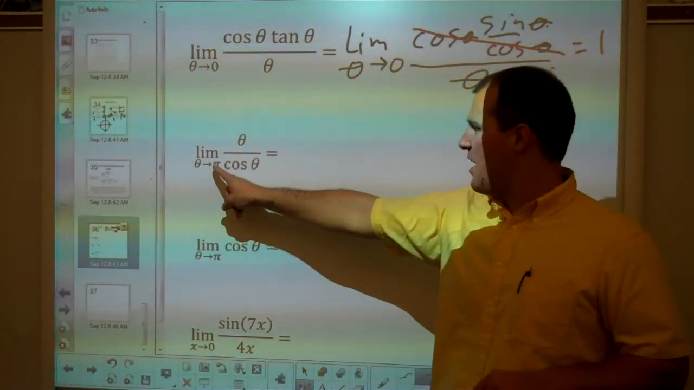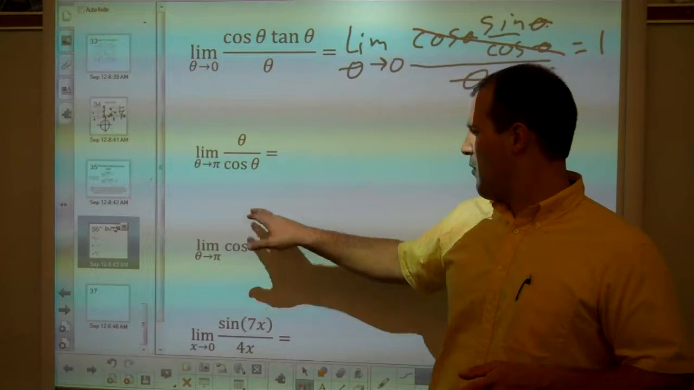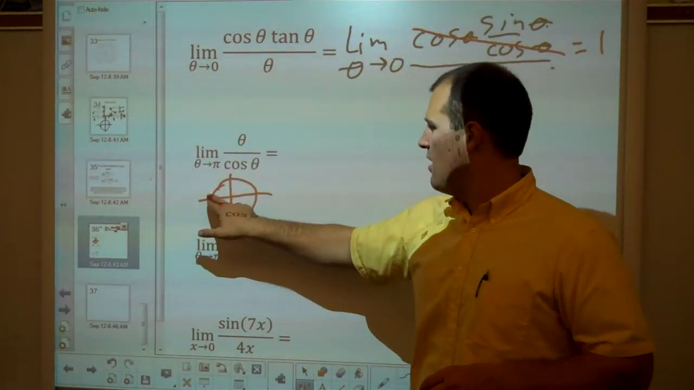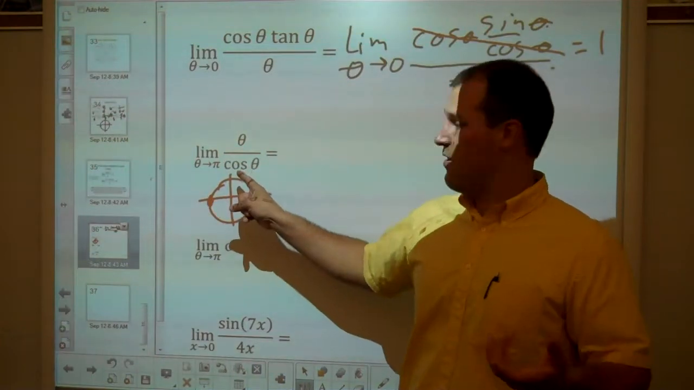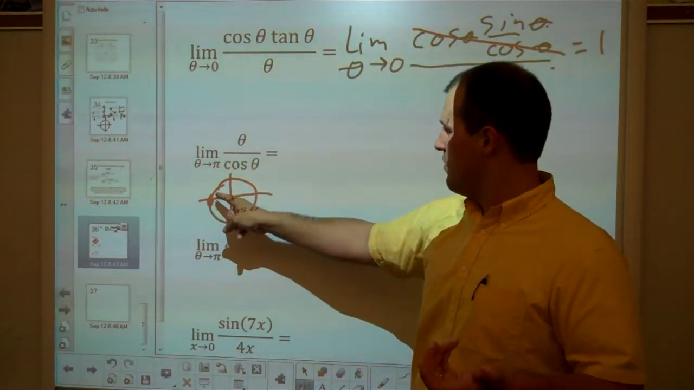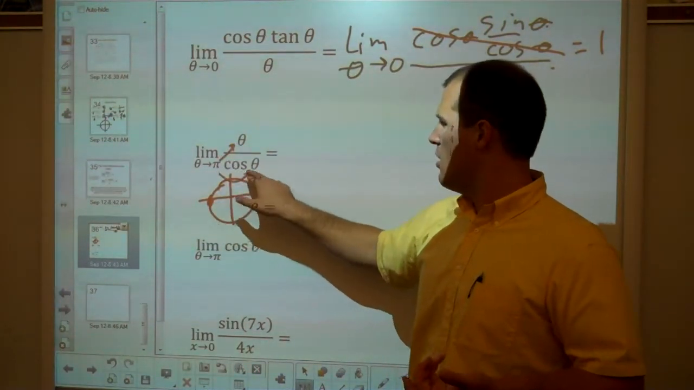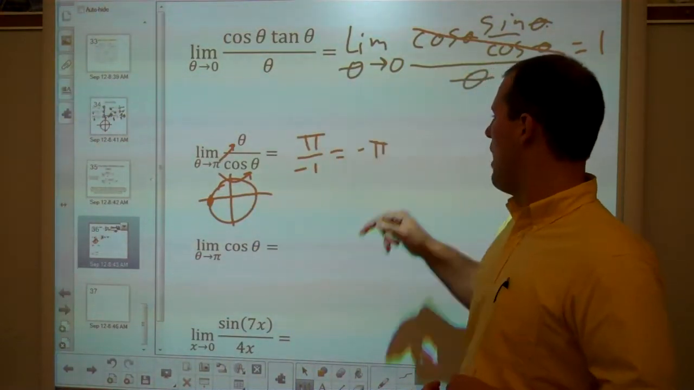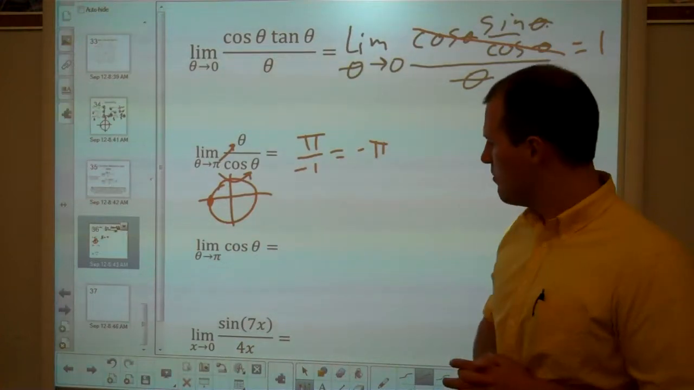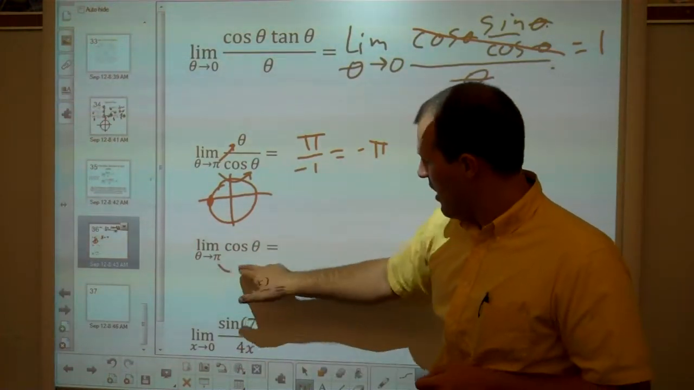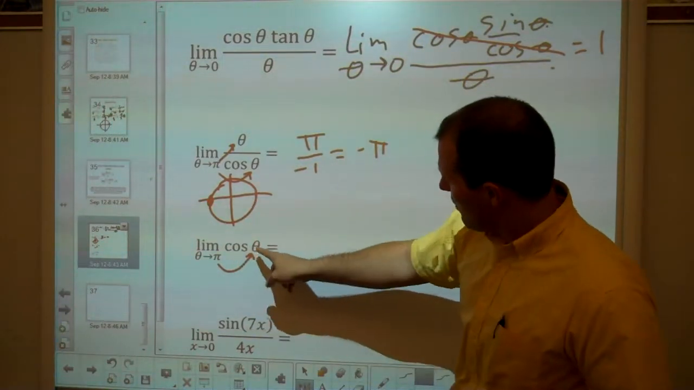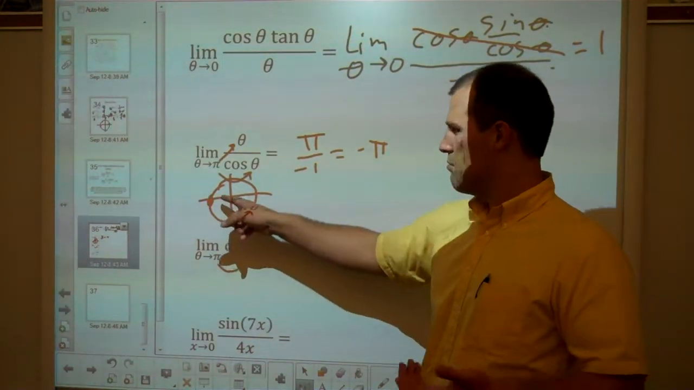When we try to plug in a pi here, let's see if that works. Remember our unit circle, pi is over here on the left-hand side, and we're talking about the x value, so that looks like negative 1. So when I make this substitution, what I get is pi over negative 1, or negative pi. No big deal. Next one, plug in pi here. Hey, that's the same thing. Not a problem. So we have cosine of pi, which is negative 1.